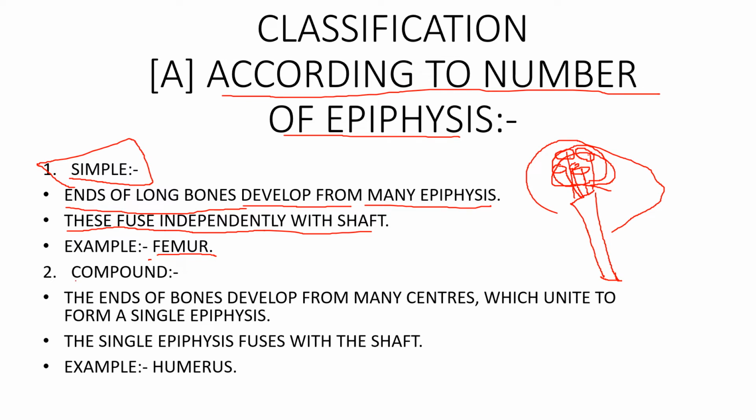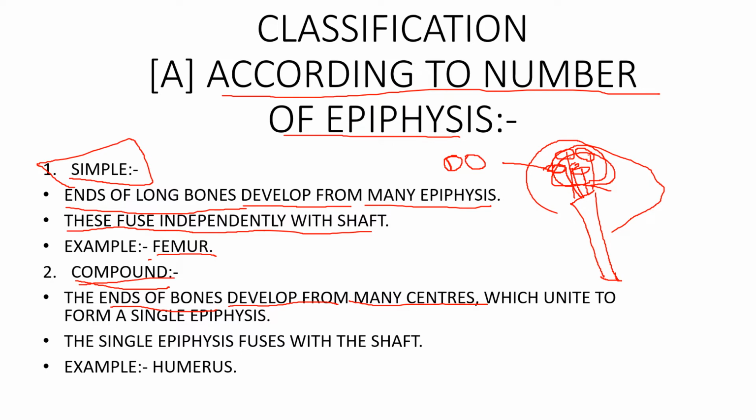Now we come to the compound epiphysis, when the end of a bone develops from many centers. Only a single epiphysis is formed by many centers. Many centers are involved to form only one epiphysis. This kind of epiphysis is called compound epiphysis.